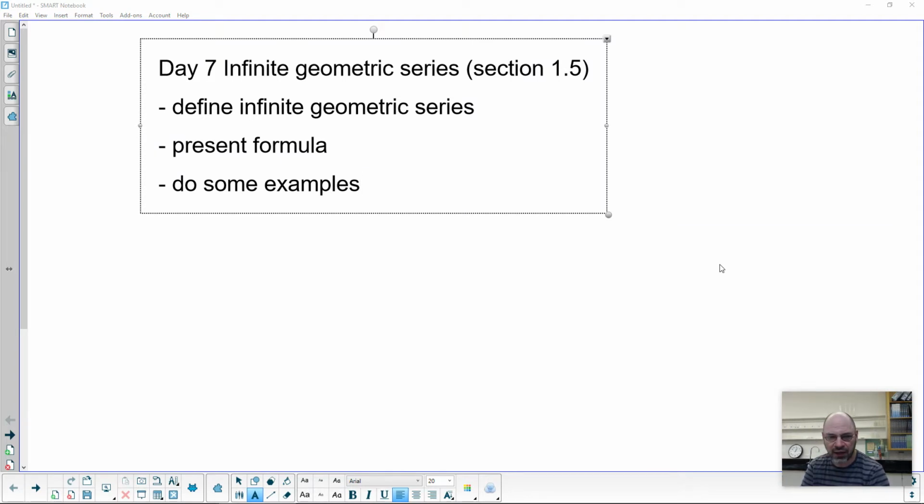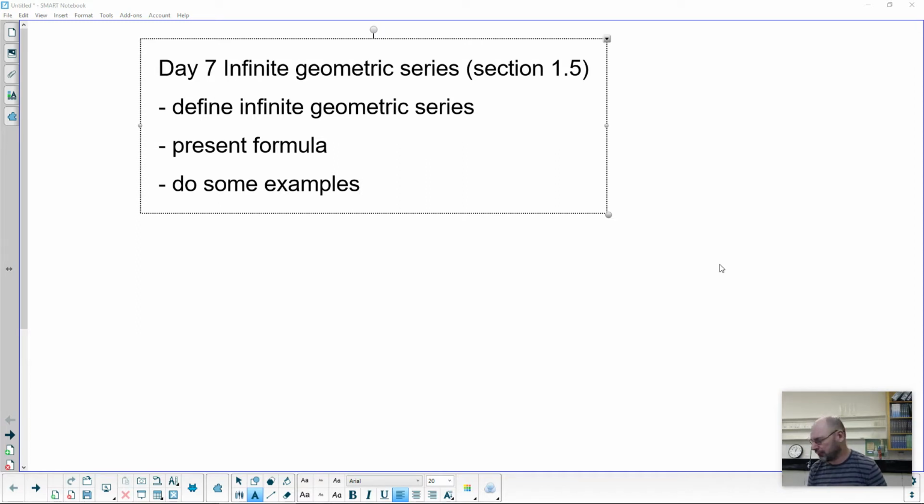What we want to look at in day 7 is infinite geometric series, which is section 1.5 in our text. We're going to define what an infinite geometric series is, present the formula that it has, do some examples with the formula, and do some applications also with infinite geometric series.